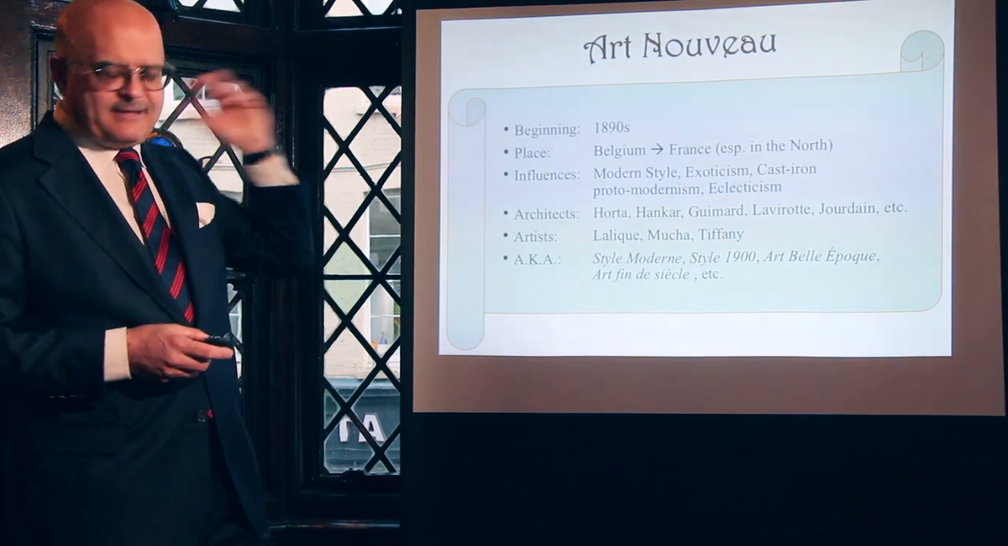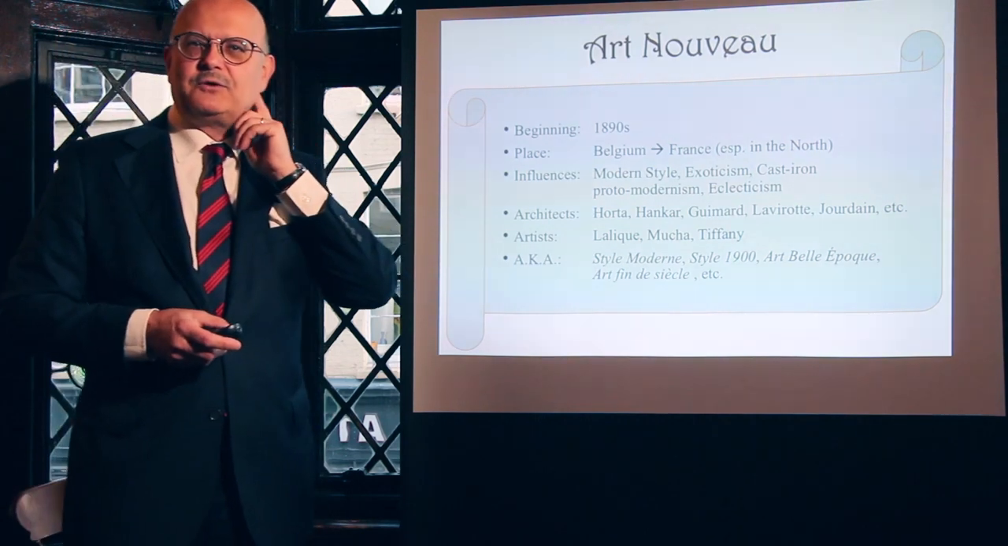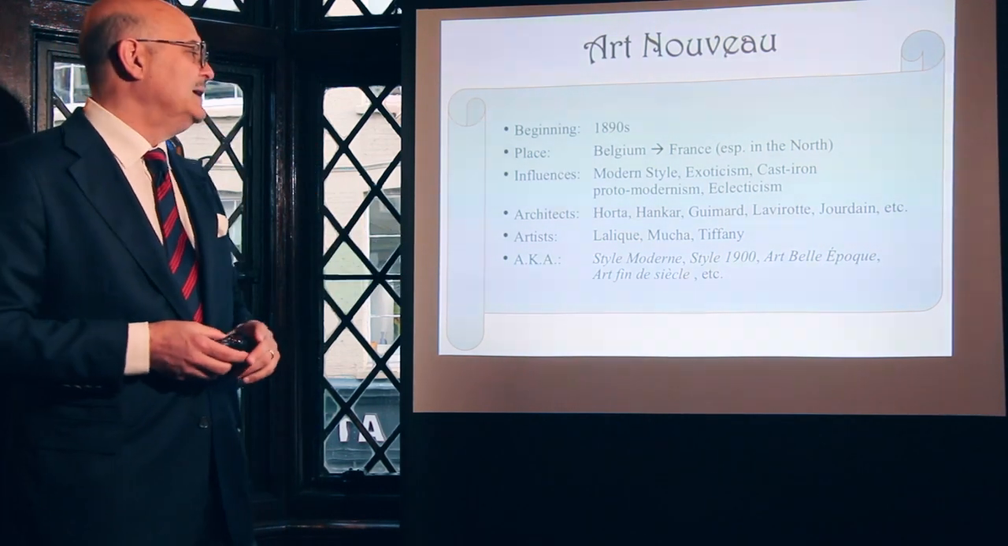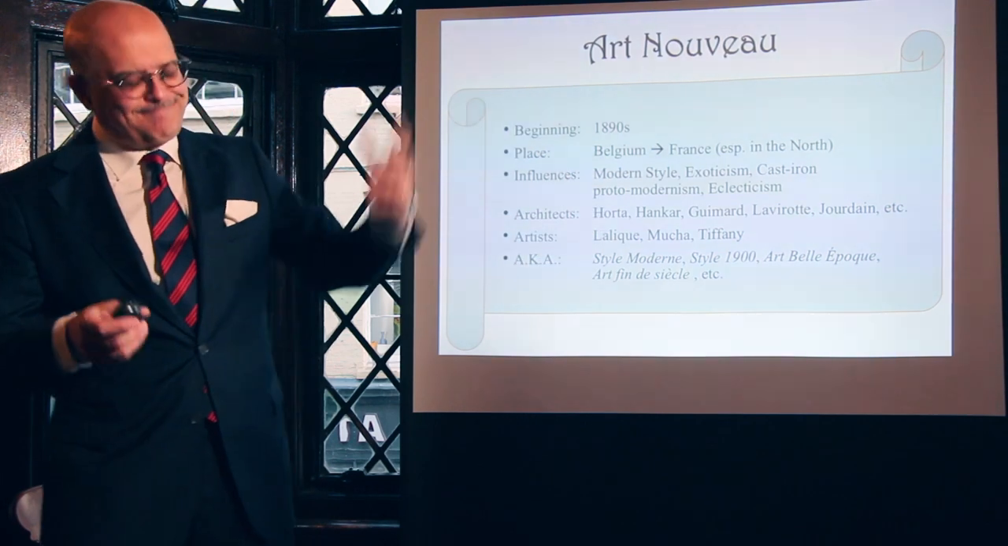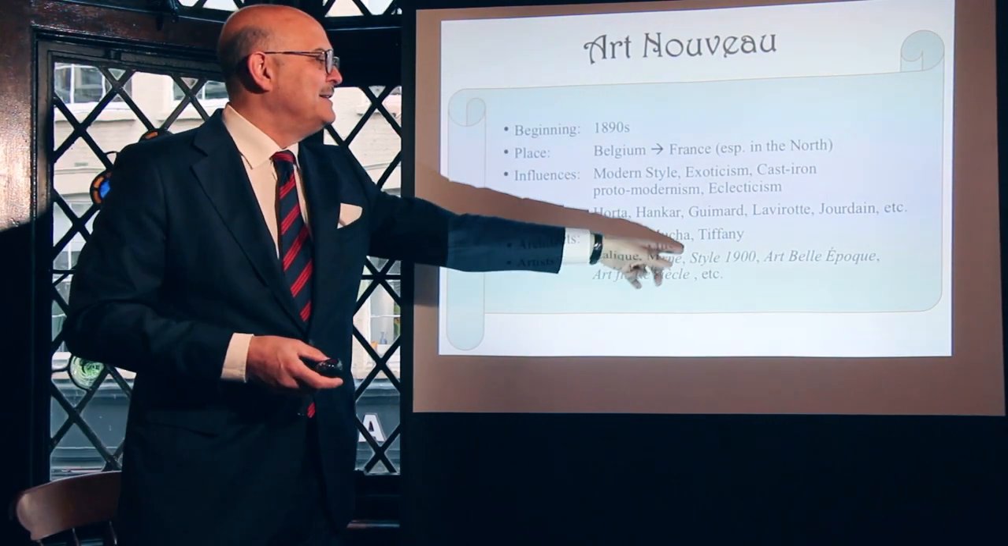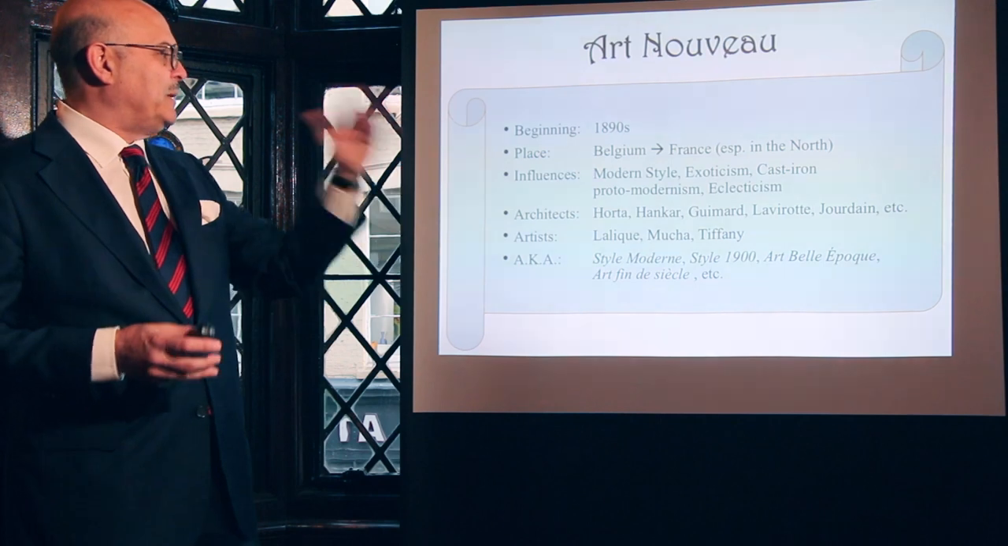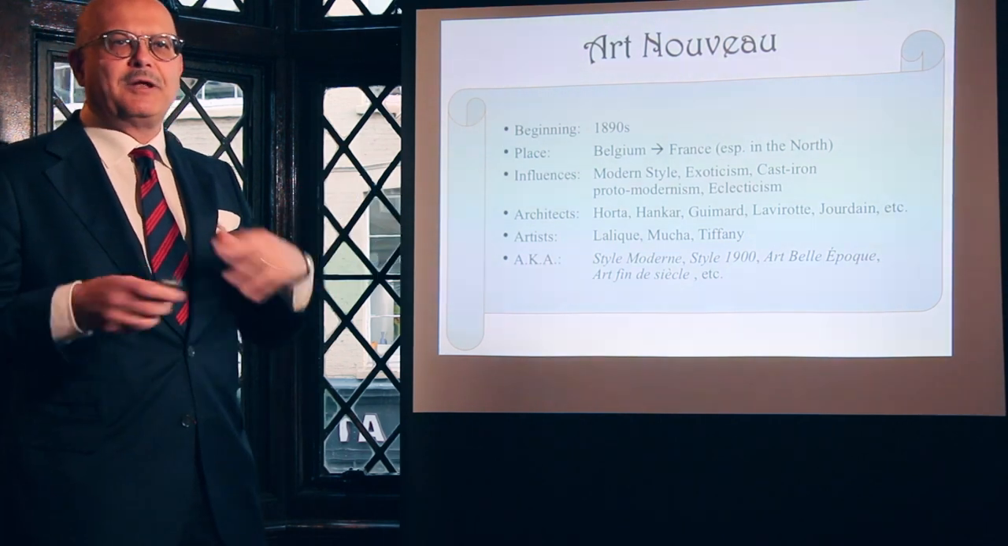It also, interestingly, I think, had a lot of names at the time. So it got called Art Nouveau relatively early, but it got called Style Moderne, Modern Style, Modernisme, Style 1900, Art de l'époque, Art fin de siècle, and all that. So there were lots of names for it.